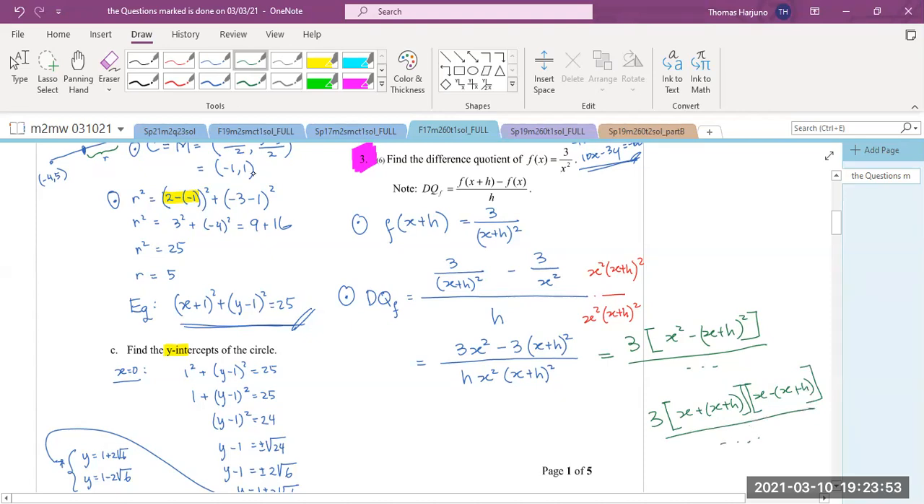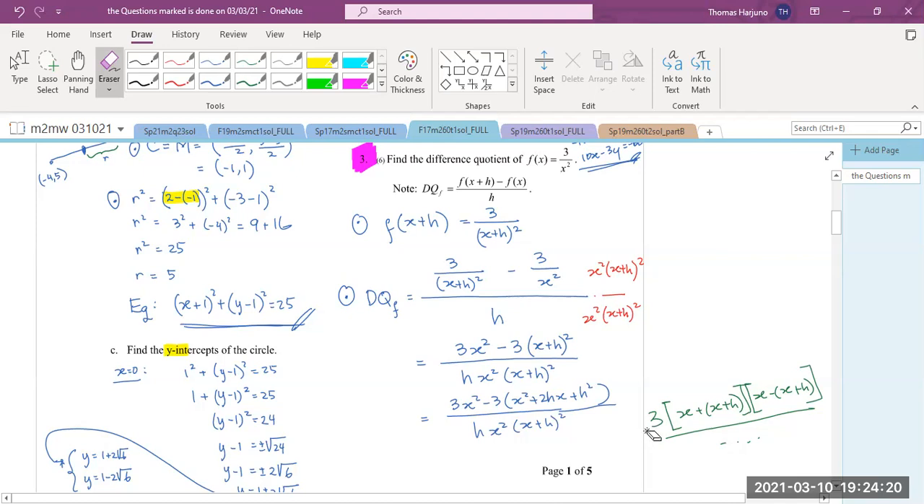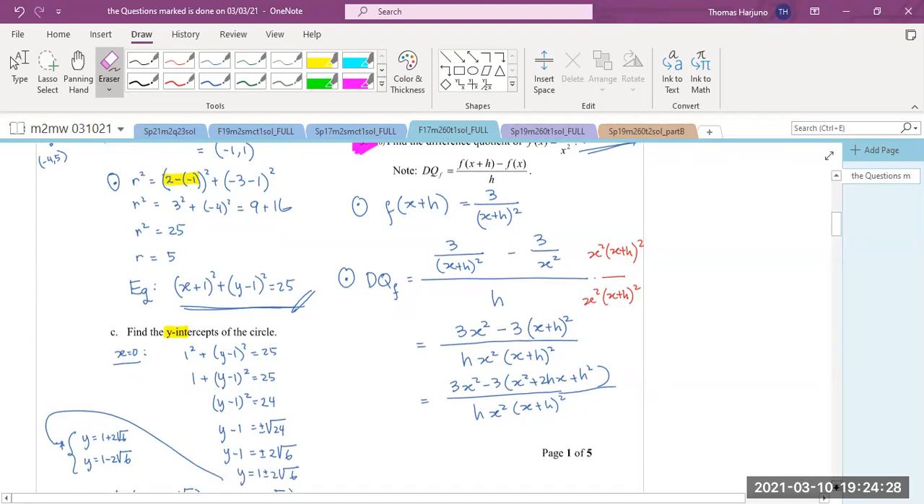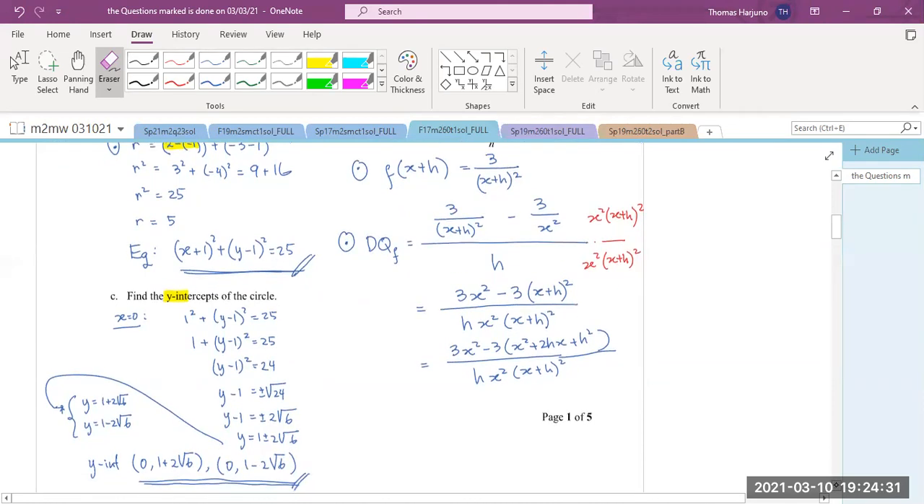Otherwise, what you can do is FOIL the second term. So that's 3 times (x squared minus (x squared plus 2hx plus h squared)) over h x squared (x plus h) squared. Let me erase that so that students who don't watch this lecture will not get confused. But that's actually one option. In my opinion, if you can do it that way, you can finish this a lot faster.